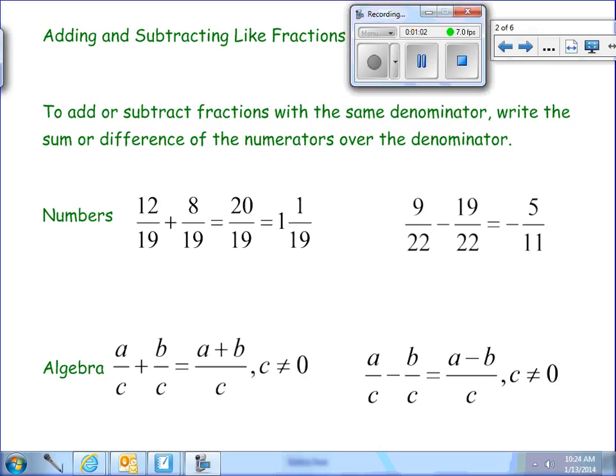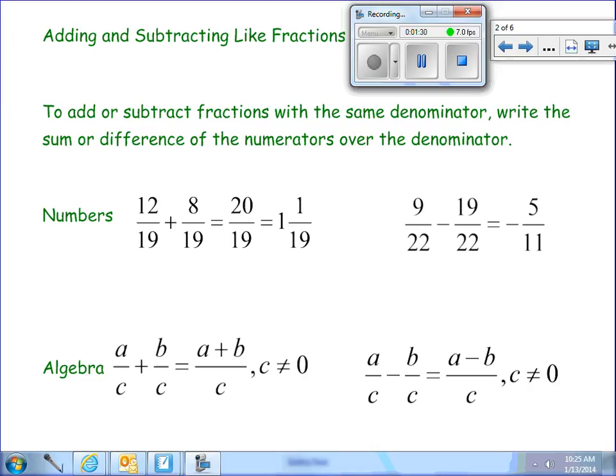Adding and subtracting like fractions. To add or subtract fractions with the same denominator, take the sum or difference of the numerators over the denominator. In our first example in numbers, we have 12 nineteenths plus 8 nineteenths, which is equal to 20 over 19. Notice 20 over 19 will need to be simplified to 1 and 1 over 19.